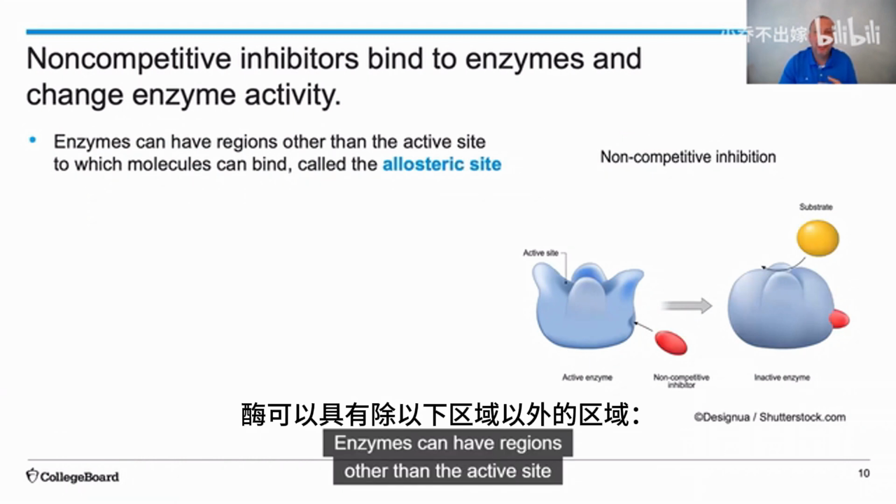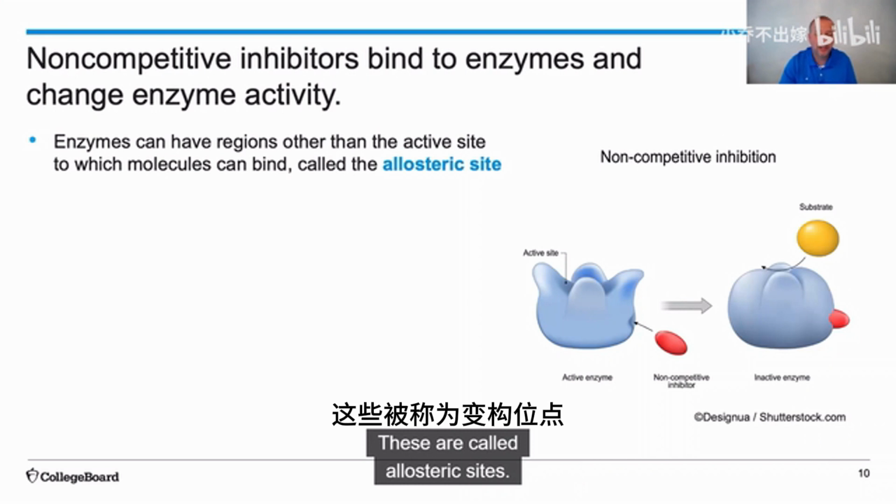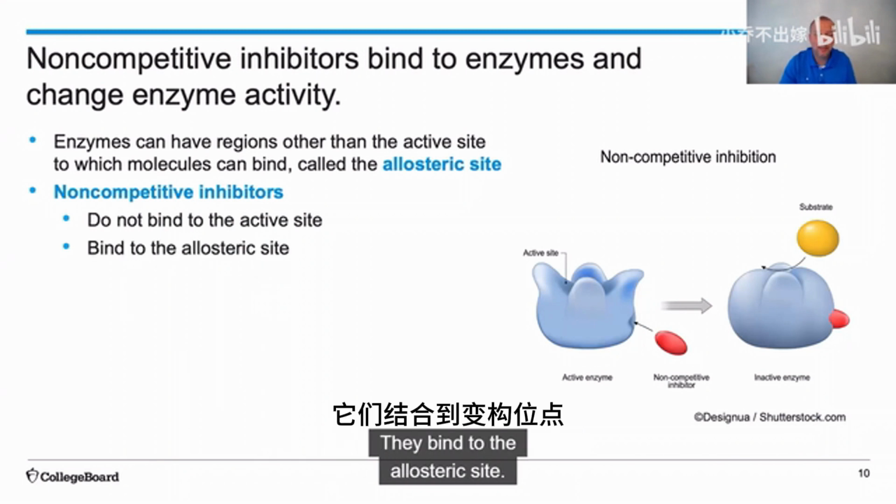Enzymes can have regions other than the active site to which molecules can bind. These are called allosteric sites. Non-competitive inhibitors do not bind to the active site. They bind to the allosteric site.